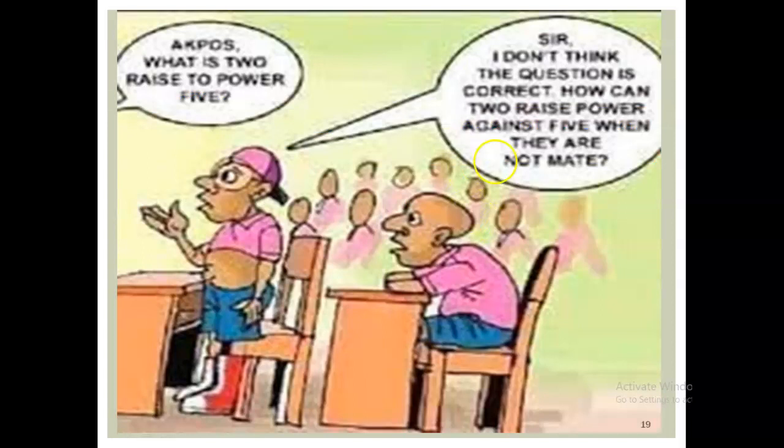Wow, what again? Another drama. This is a classroom, and the teacher asks Akpos, what is 2 raised to the power of 5? Trust Akpos now, the smart African boy, says, sir, I don't think the question is correct. How can 2 raise power against 5 when they are not mates? Well, in the research, 2 and 5 are not mates. But that should be another discussion for another day. Let's move on with our class.